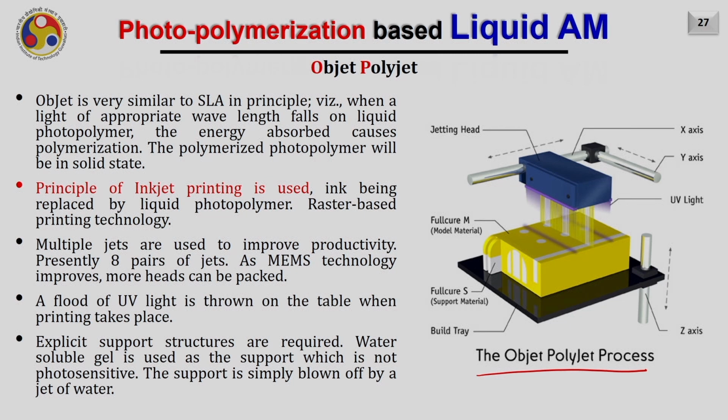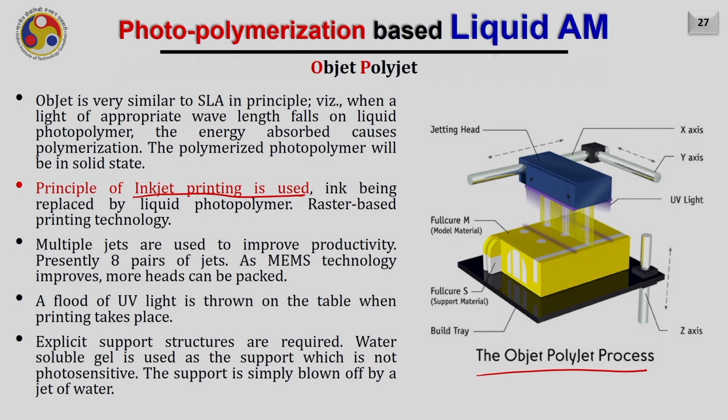Objet is very similar to SLA in principle, namely when light of appropriate wavelength falls on the liquid photopolymer, the energy absorbed causes polymerization. The polymerized photopolymer will be in solid state later. The principle of inkjet printing is used here, with ink being replaced by the liquid photopolymer, of course. Also, this technology works on raster-based printing.